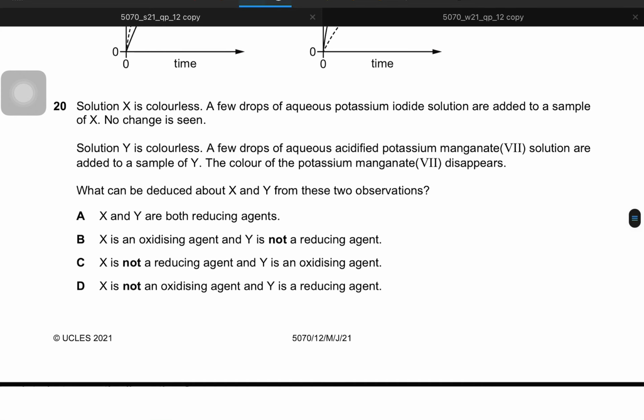Solution X is colorless. A few drops of aqueous potassium iodide, which is KI, are added to the sample of X. No change is seen. So it means X is not an oxidizing agent, because if it was, it would have reacted with KI. Solution Y is colorless. A few drops of aqueous acidified manganate are added to the sample Y. The color disappears, so there is a reaction. It means Y is a reducing agent, because with potassium manganate only reducing agents react.